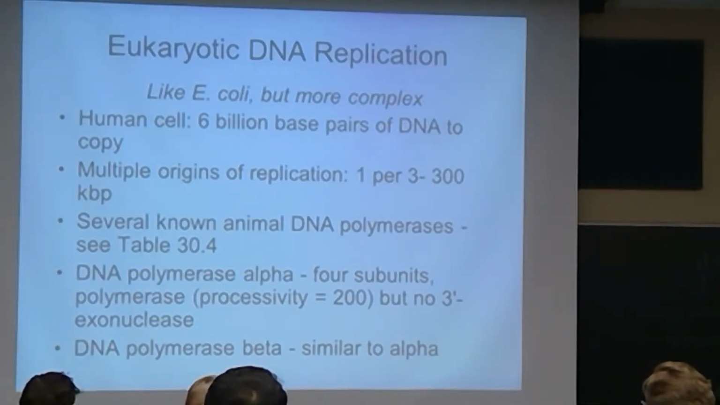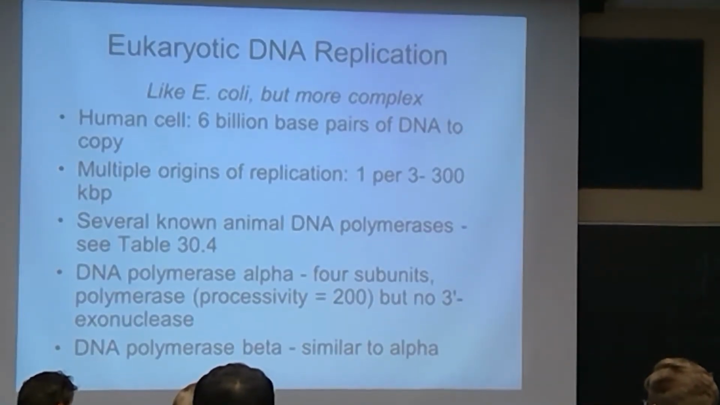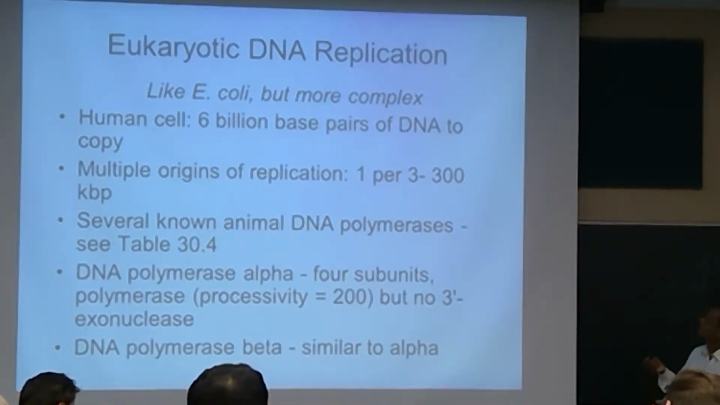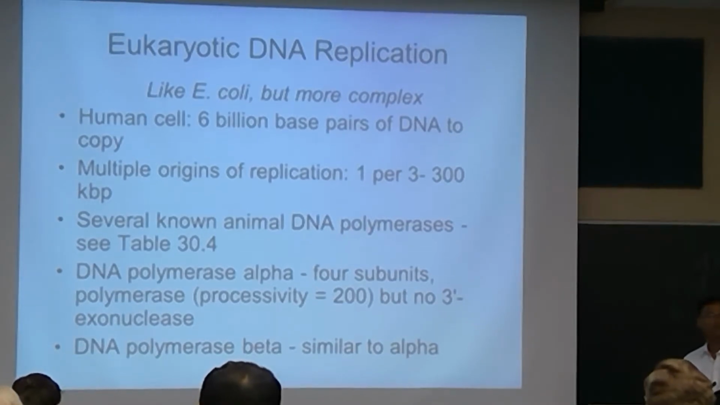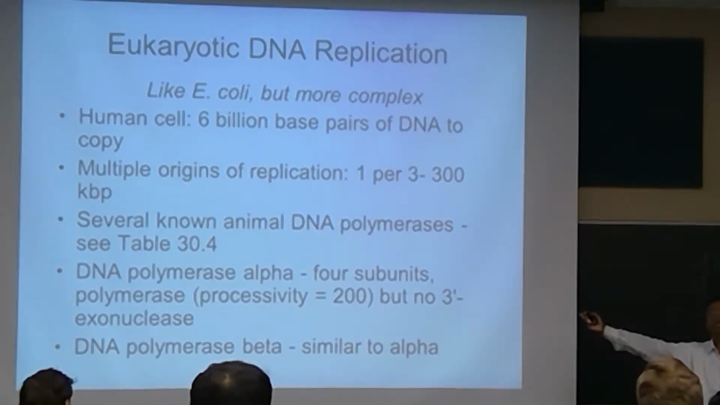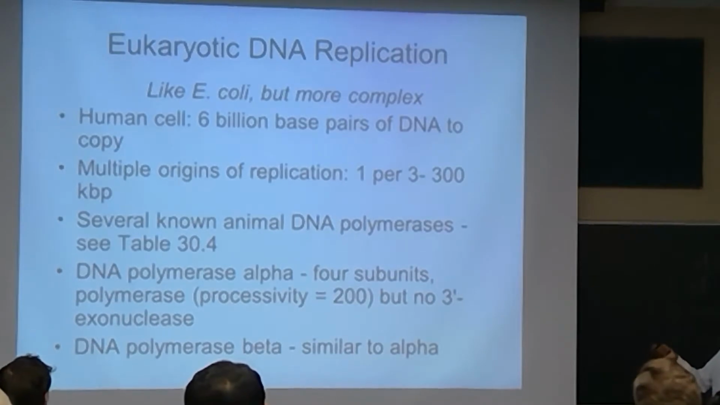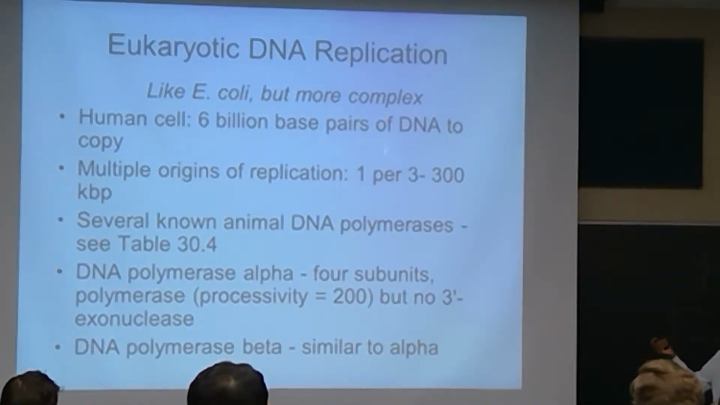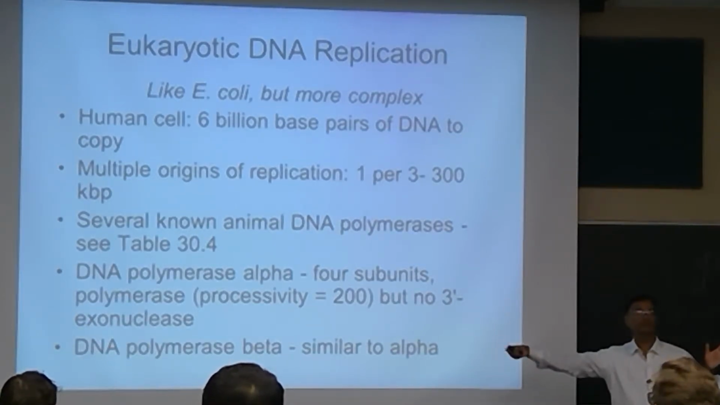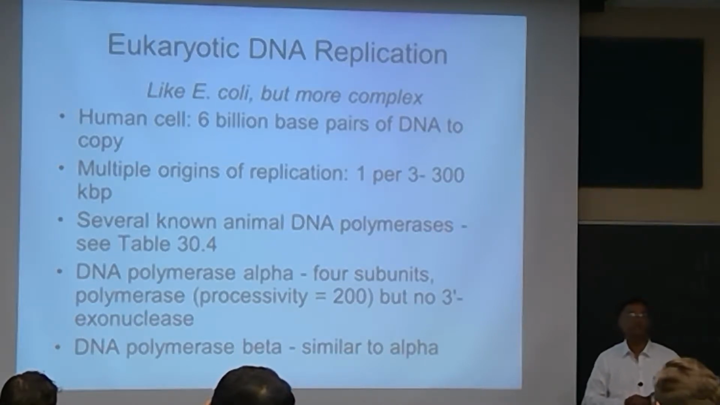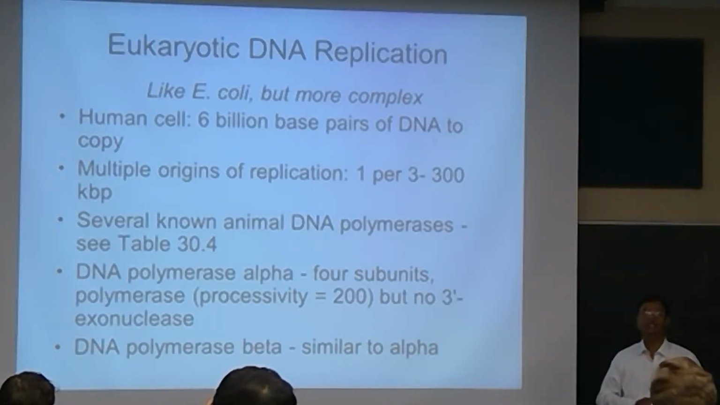In eukaryotic DNA replication, you have, correct, 46 molecules of DNA. They are linear DNA, and it's much more complex than E. coli. About 6 billion base pairs to copy. So 23 pairs of chromosomes, a huge amount of DNA needs to be replicated.